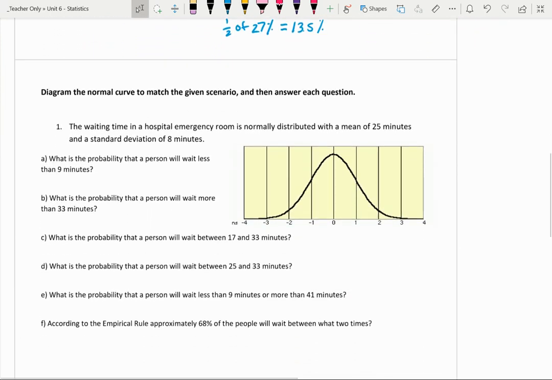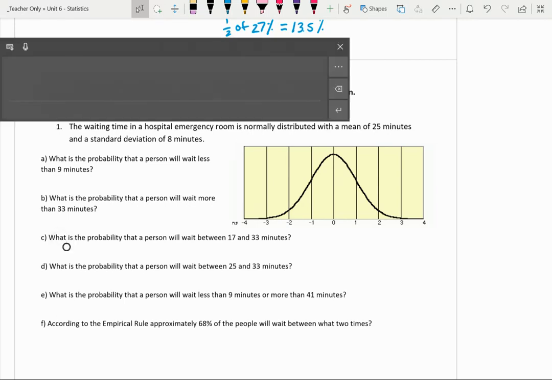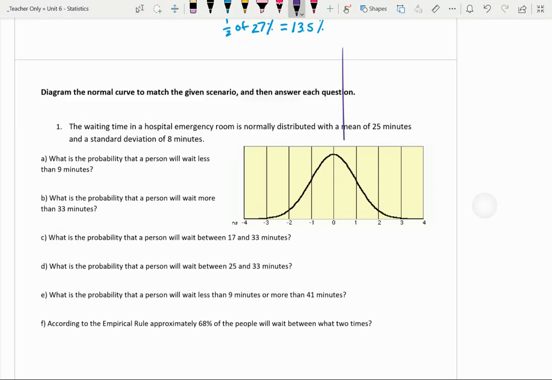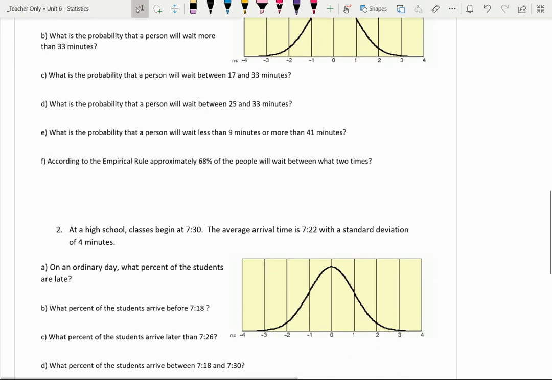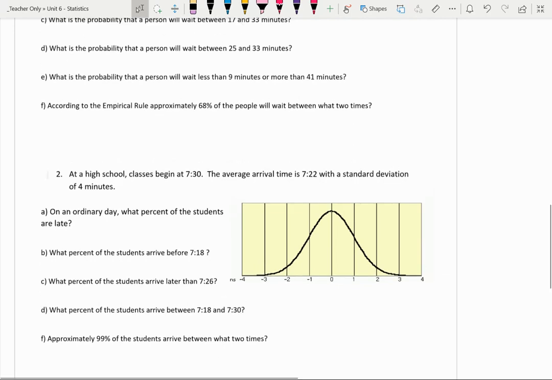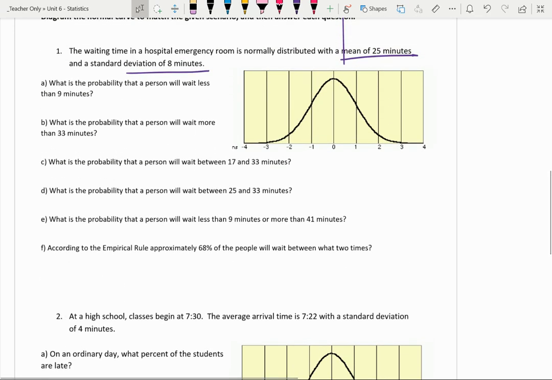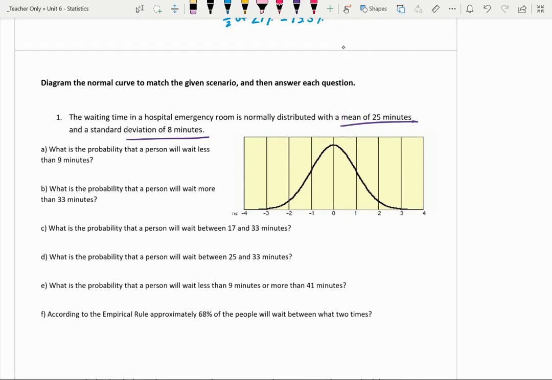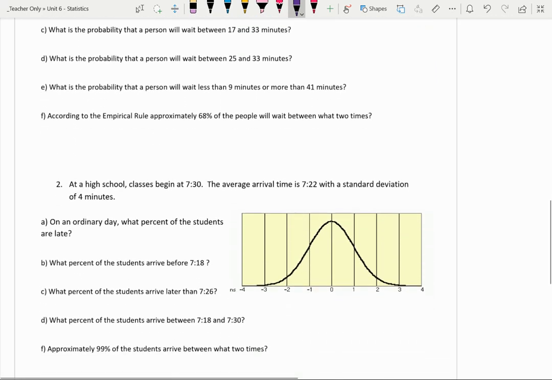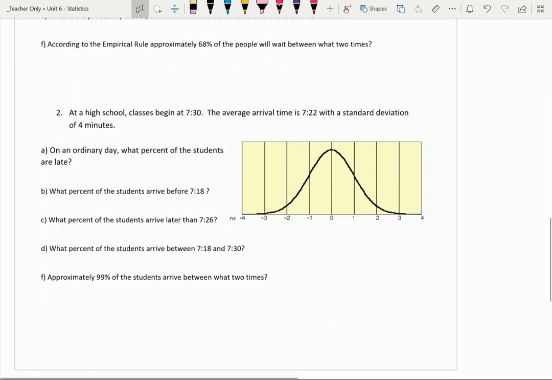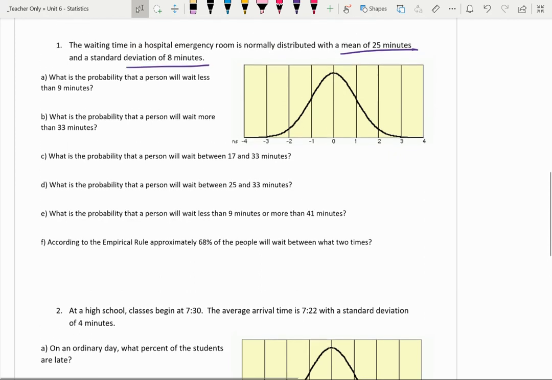So you've got 2 scenarios here, and I've got the normal distribution or the normal curve drawn for you. All you really need to do is label it with your mean and your standard deviation, and then a second example. So I'm going to have you answer a couple of questions here in the Edpuzzle, but do your work on these in OneNote, and we can check our answers together.